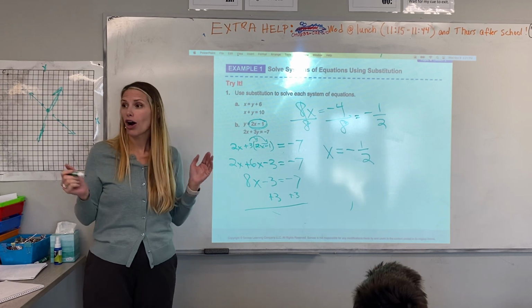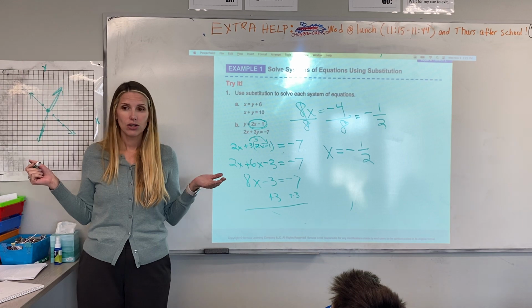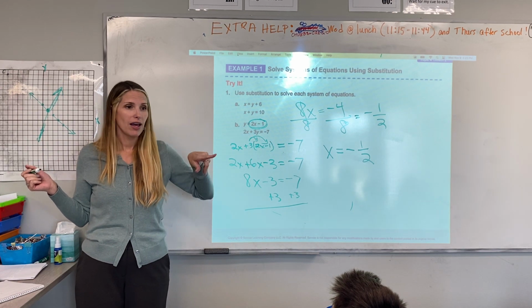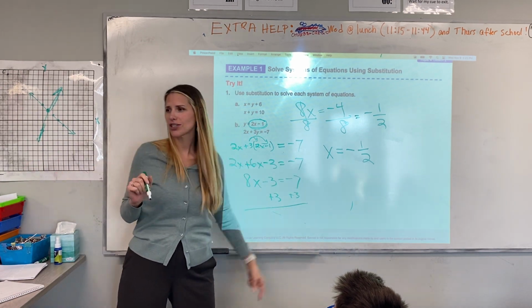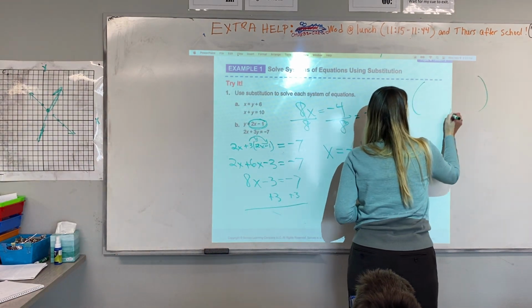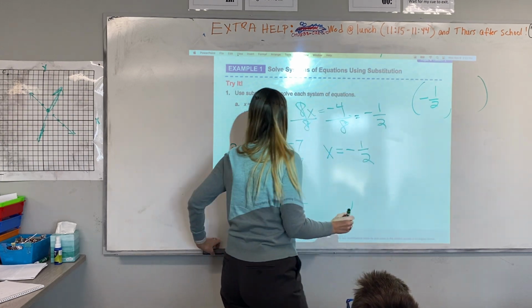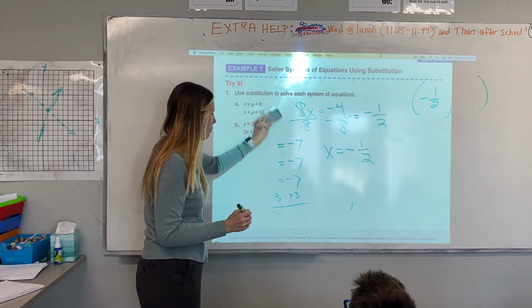So we have our solution? No, we have half of our solution, right? We have our x value. We need our y value. So I'll have my x value as -1/2, or you could write -0.5, that's fine. How do I get my y value?